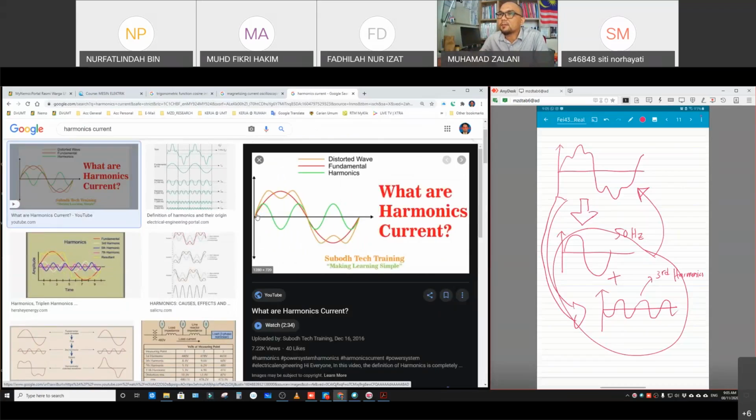Okay. For example, we have the distorted wave, which is the yellow one here. So this distorted wave is actually the sum of the pure wave, pure sine wave, which is fundamental, plus the harmonics. So that sort of things.